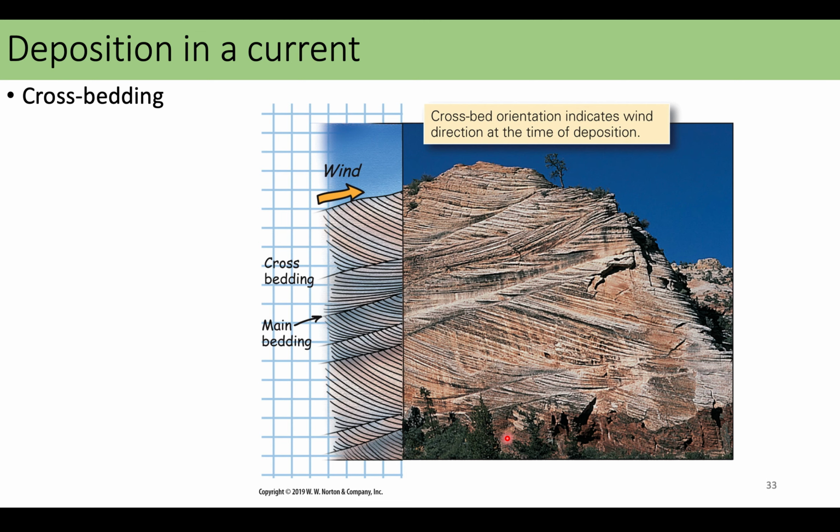So here is a real life example, a real photo of sediments that were deposited in a current. So here we can actually tell from the orientation of what we call this cross-bedding which way the wind was blowing while these layers were being deposited. So we can also see that the wind direction was changing over time in this location.